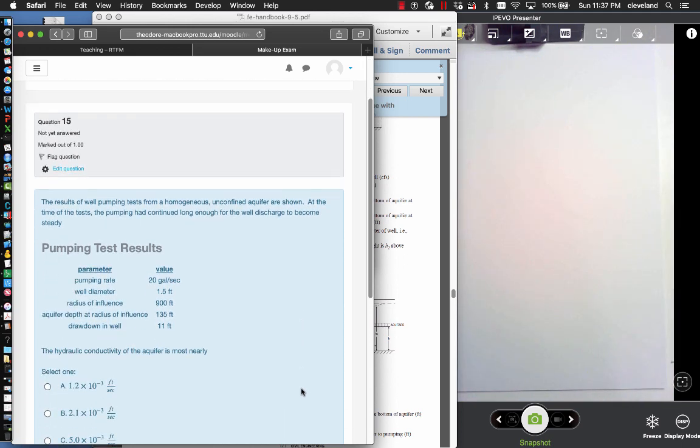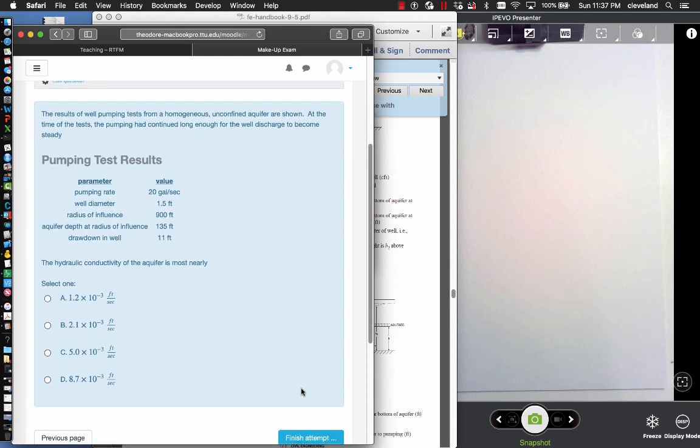All right, the results of a pumping test from a homogeneous unconfined aquifer are shown. At the time of the test, pumping had continued long enough for the well discharge to become steady. The pumping test results are shown in the table: 20 gallons a second, 1.5 foot well diameter or borehole diameter. The radius of influence is 900 feet. At the radius of influence, the aquifer depth is 135 feet. The well drawdown is 11 feet. Find the hydraulic conductivity.